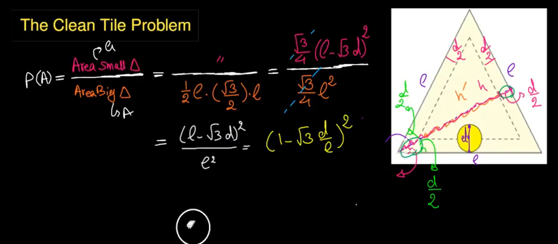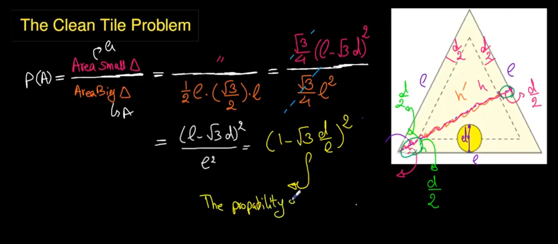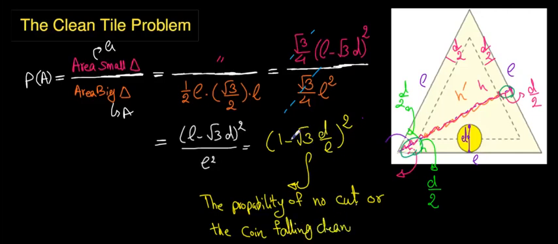So what is this? This is the probability of no card, the probability of no card or the coin falling clean. It should be this number.